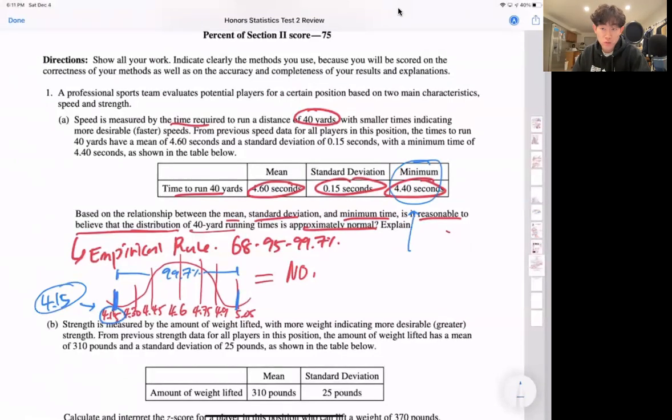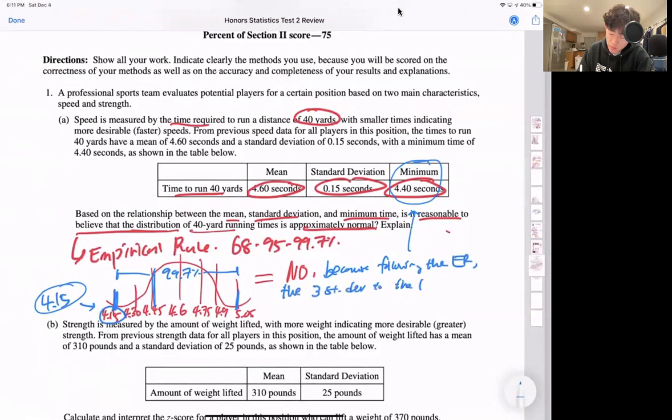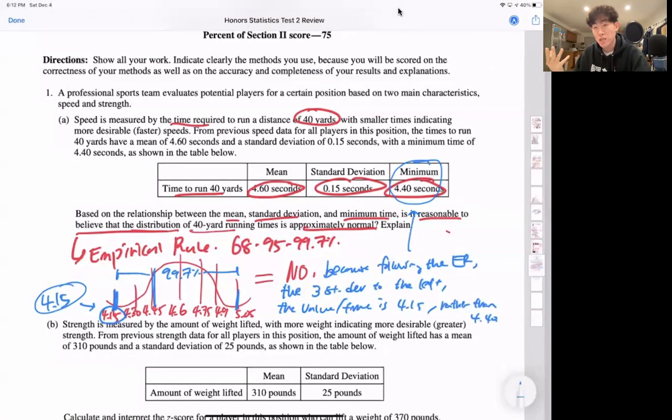But that's not what they have. They said the mean is 4.4. It's a bit too high. That's only about moving 1 standard deviation to the left, which is not going to be sufficient, unfortunately. So we're going to say no, because following the empirical rule, 3 standard deviations to the left, the time is 4.15 rather than 4.4. I mean, this is just one way to say it. I know that the answer key says something different, but the main essence is following the math and looking at how the minimum doesn't coincide with the lowest possible value in the empirical rule.